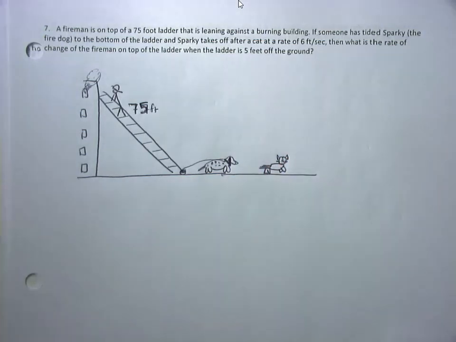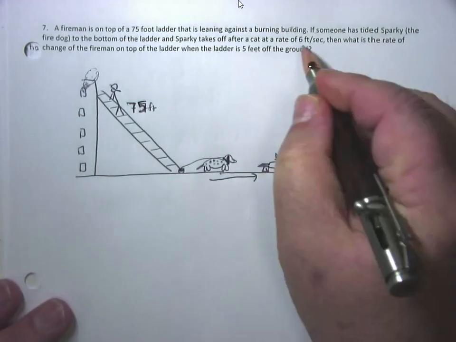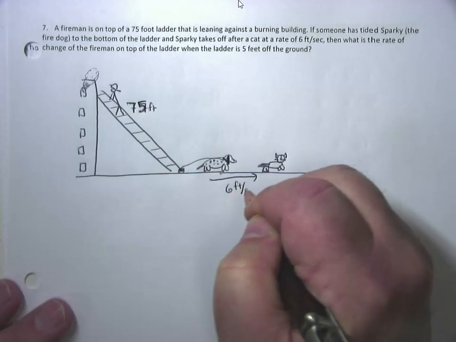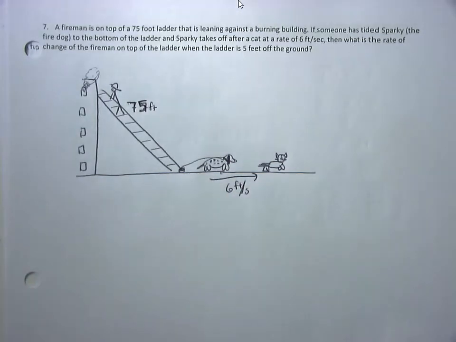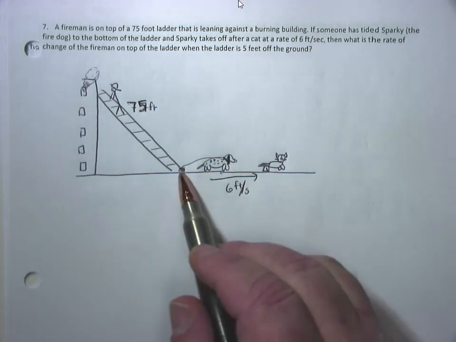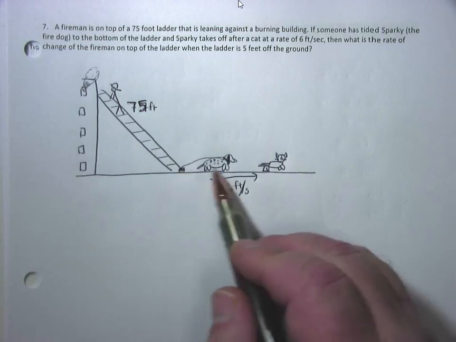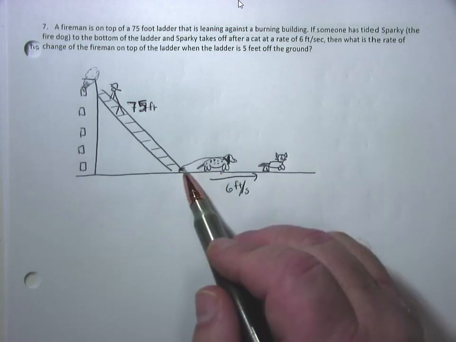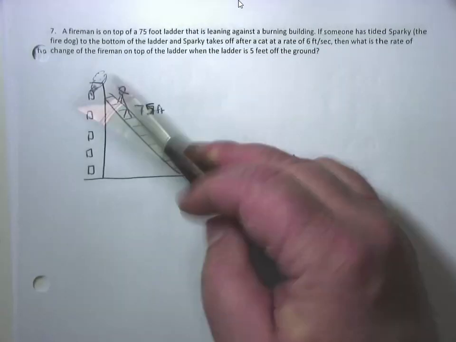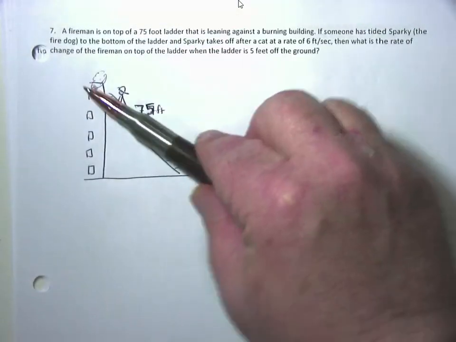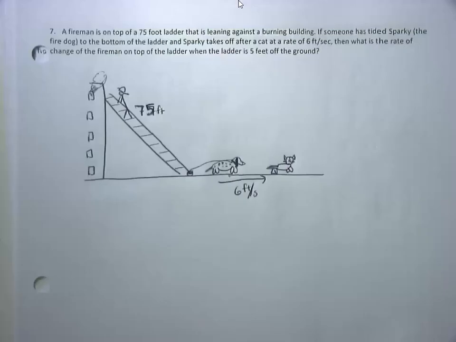All right, so Sparky takes off after the cat at a rate of 6 feet per second. That dog's running after that cat. Okay? And as he runs after that cat, now we got the Three Stooges scenario here. What's going to happen to the bottom of the ladder? Since he's tied to the bottom of the ladder, and since the dog takes off, the bottom of the ladder is going to be moving. And if the bottom of the ladder is moving, and this is a fixed 75-foot ladder, the bottom of the ladder kicks out, guess what's going to happen to our brave fireman? He's going to be sliding down the wall, right?